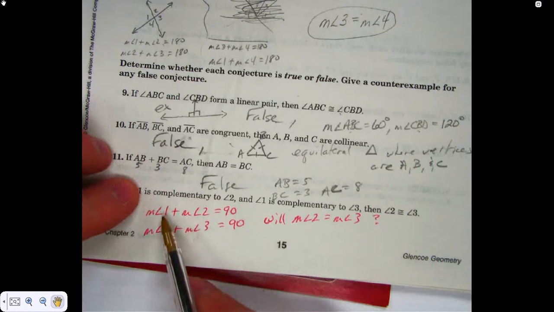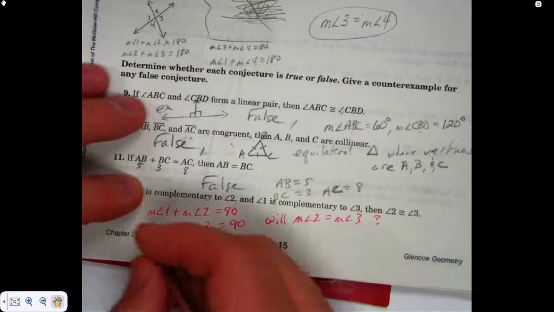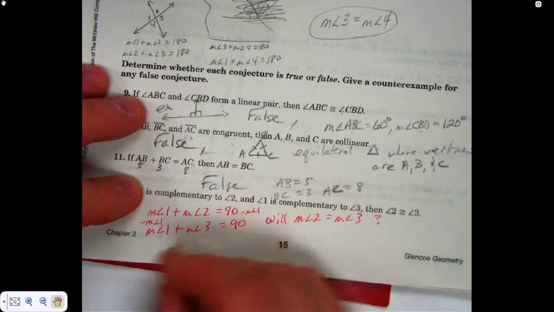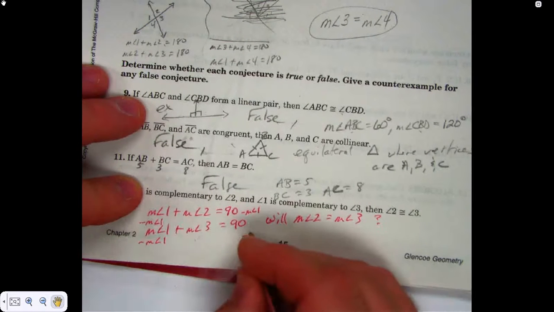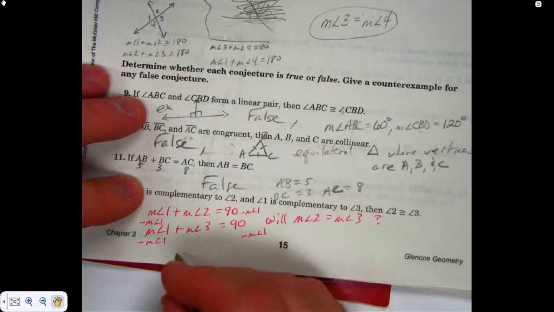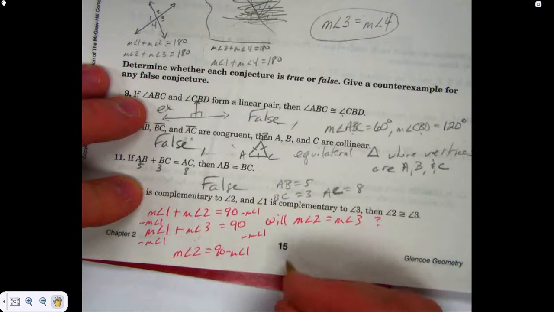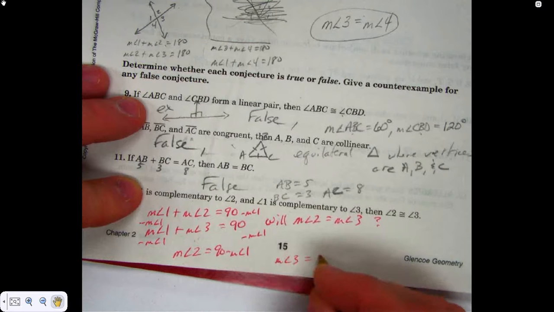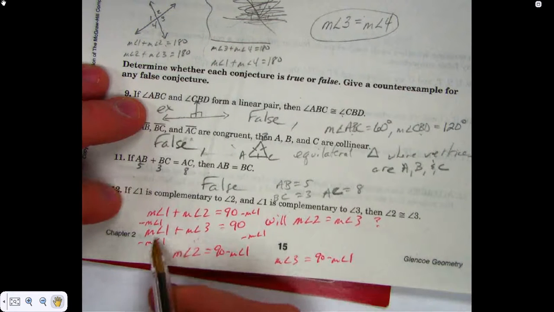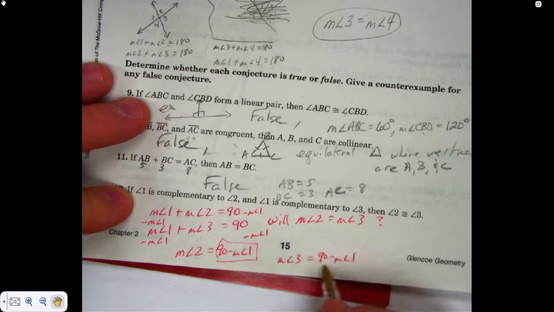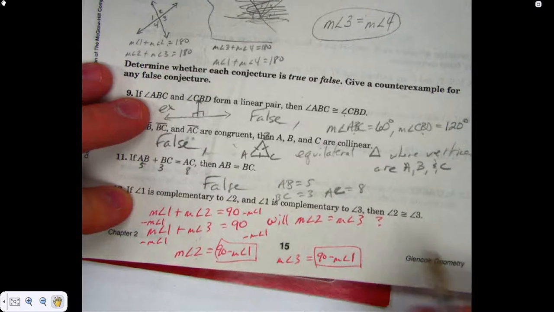An algebraic way to prove that, which is an algebraic proof. See, I just subtracted the measure of angle 1 from both sides. Is the measure of angle 2 equal to the exact same thing that the measure of angle 3 is equal to? 90 minus the measure of angle 1. So they have to be what? Congruent. So this is true.